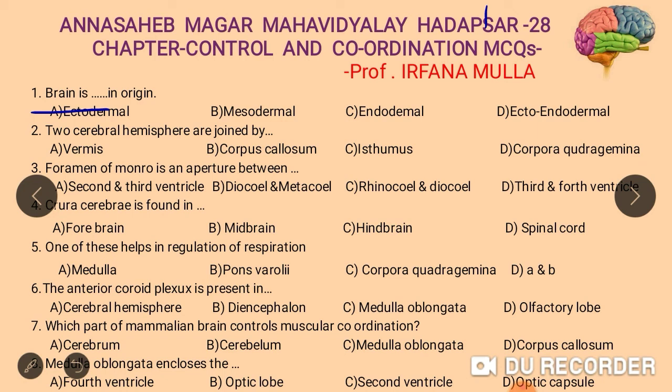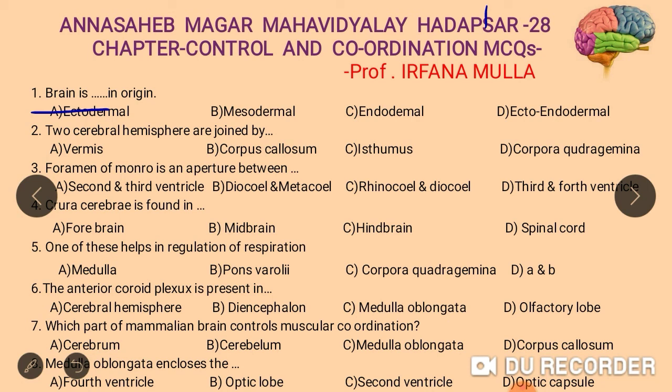Now we will discuss the fifth question. Which one of these helps in regulation of respiration: medulla oblongata, pons varolii, corpora quadrigemina, or A and B. The correct answer for that question is medulla oblongata. The main function of the medulla oblongata is all involuntary activities. Medulla oblongata performs our involuntary activities, and so the correct answer for that question is medulla oblongata.